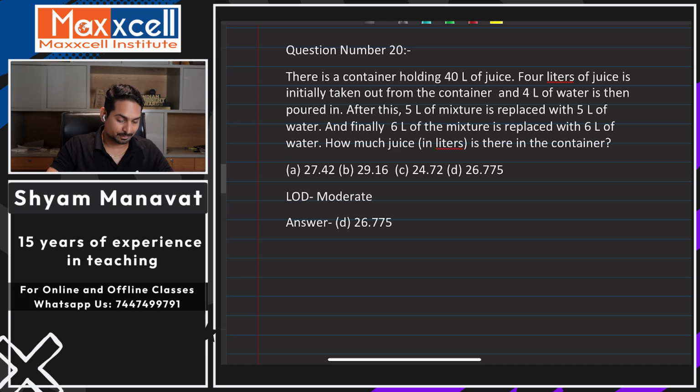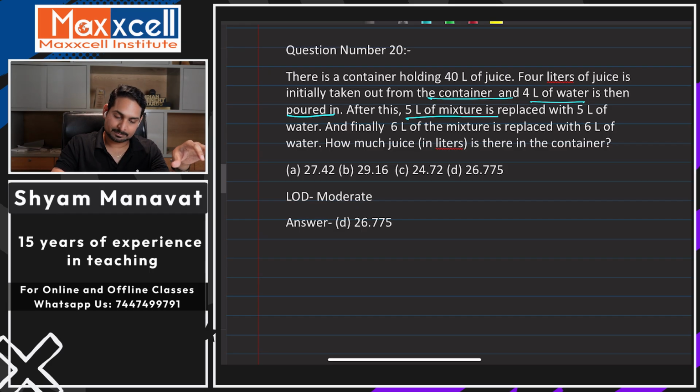This is another beautiful question. Here it says there is a container holding 40 liters of juice. 4 liters of juice is initially taken out from the container, and 4 liters of water is then poured in. That means whatever amount of juice is taken out, equal amount of water is poured in.